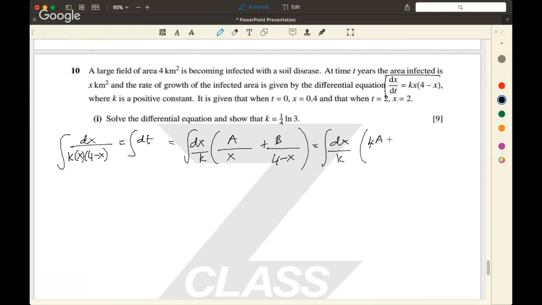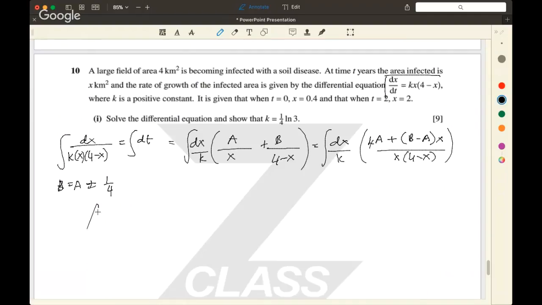4a minus (4a plus b minus a) x, all over x times (4 minus x). And so you see this is the decomposition of fractions. You see that this means that b is equal to a, and they're both equal to 1 over 4.